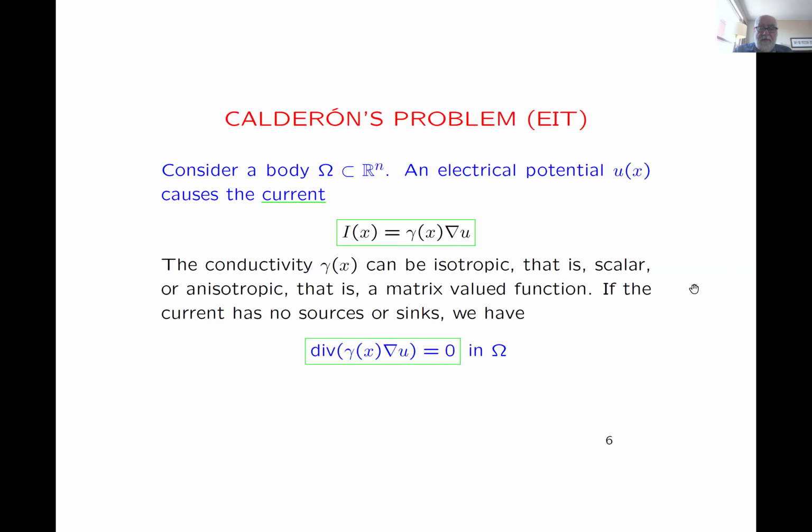This is well known, so I will go very quickly. The current by Ohm's law is given in this form. Conductivity is the inverse of the resistivity. There are no sources or sinks of current, so the divergence of the current is equal to 0.